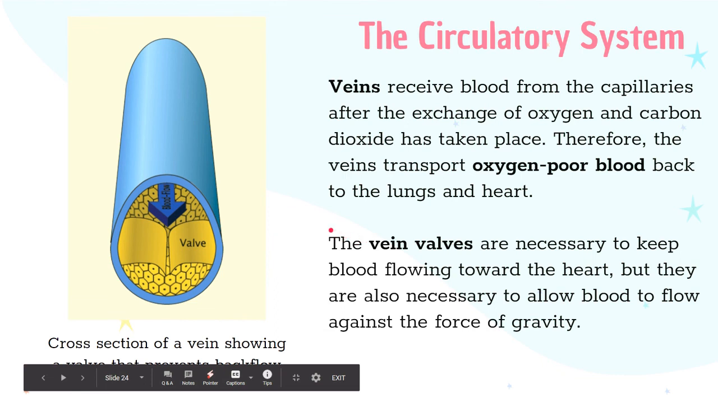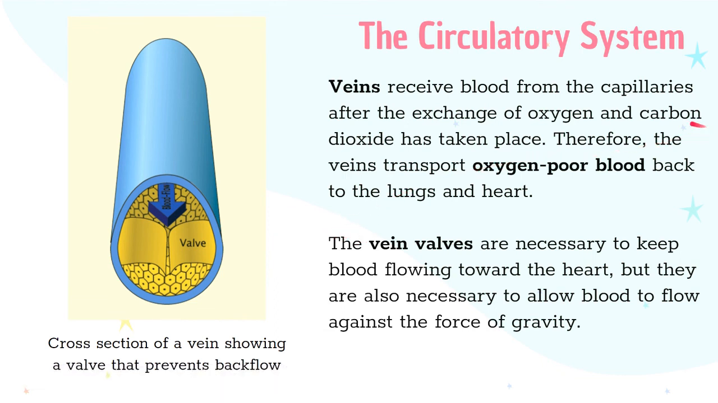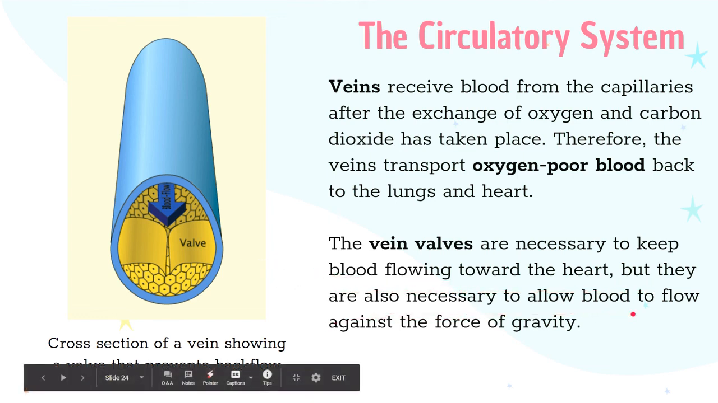So veins are responsible for carrying oxygen-poor blood, or deoxygenated blood. That's why they are mostly colored blue in illustrations and in animations. They receive blood from the capillaries in exchange for oxygen, and they get carbon dioxide instead. One feature of veins is that they have valves. Similar to the valves of the heart, the vein valves are necessary to keep the blood flowing in one direction. They prevent the backflow of blood, and this allows the blood to fight off the force of gravity.